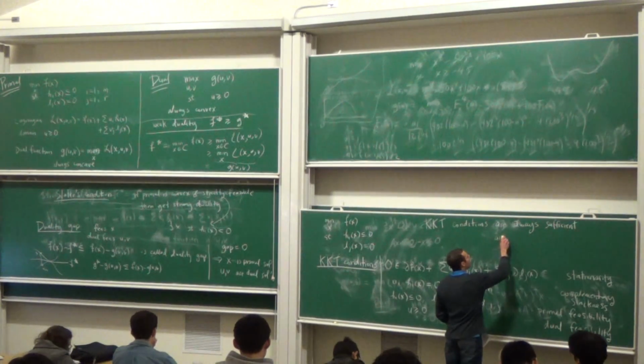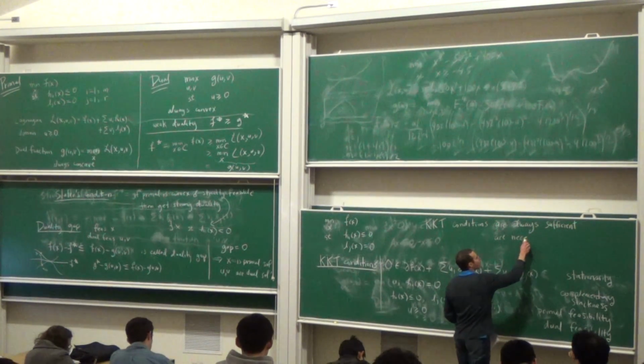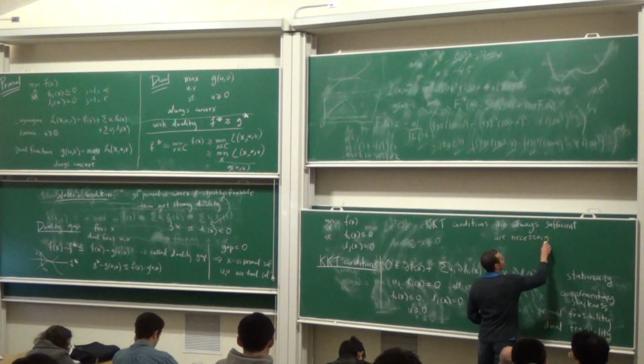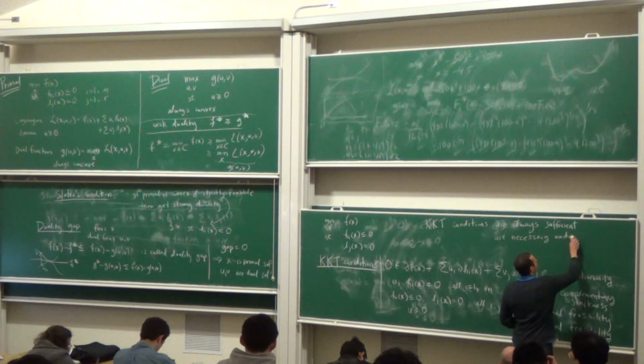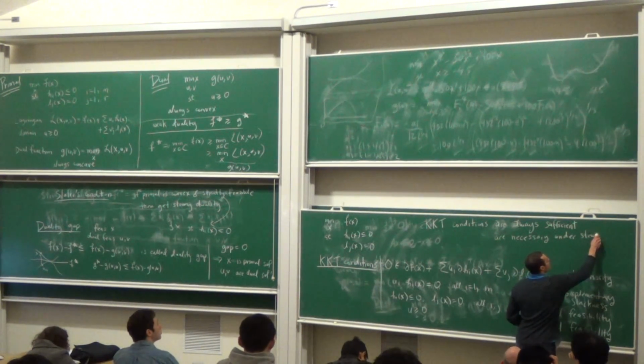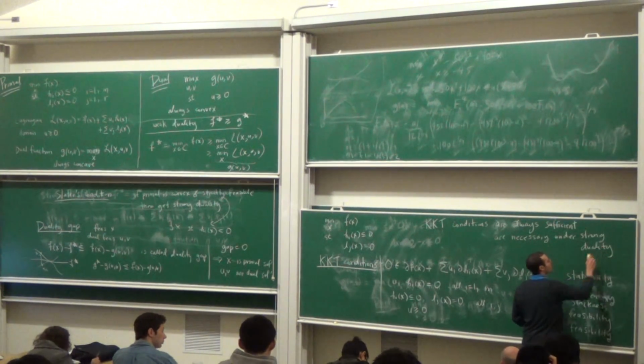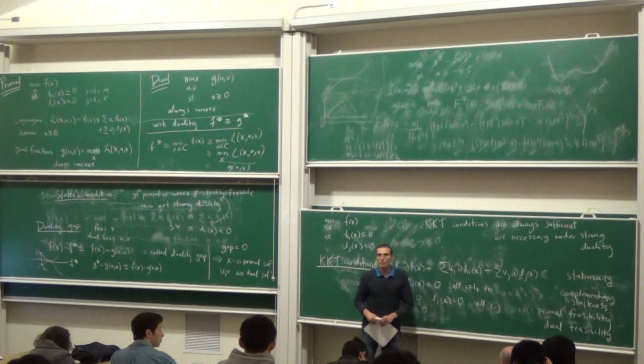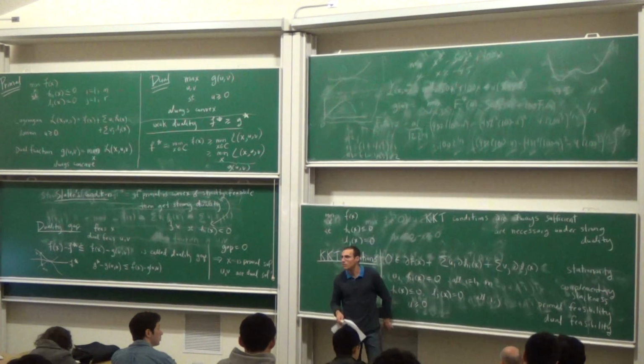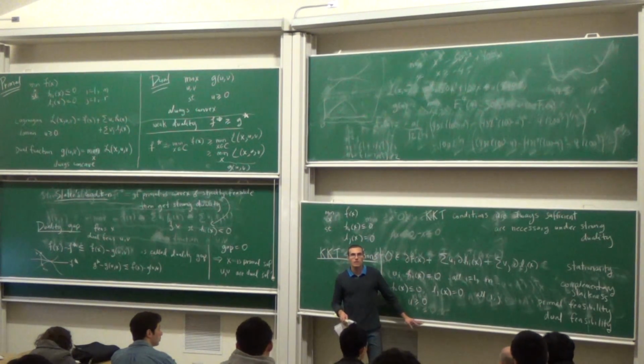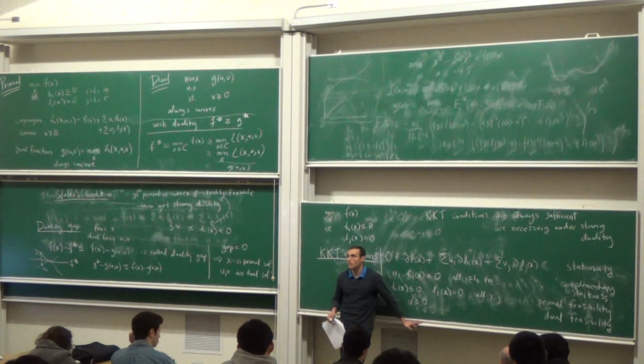And they are necessary under strong duality. So if we had a problem where strong duality held, convex or not, they're sufficient and necessary.